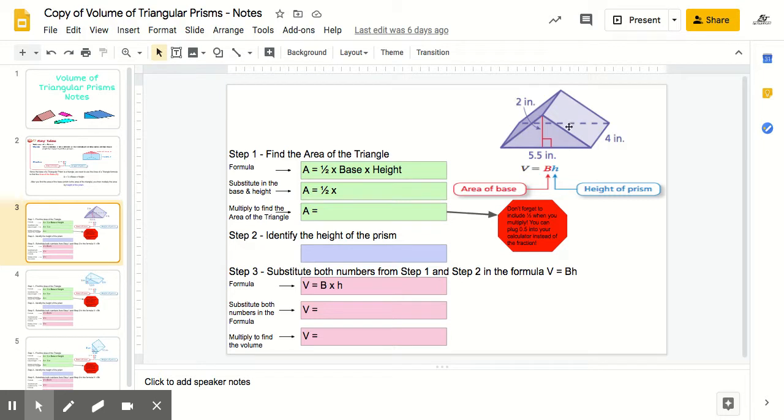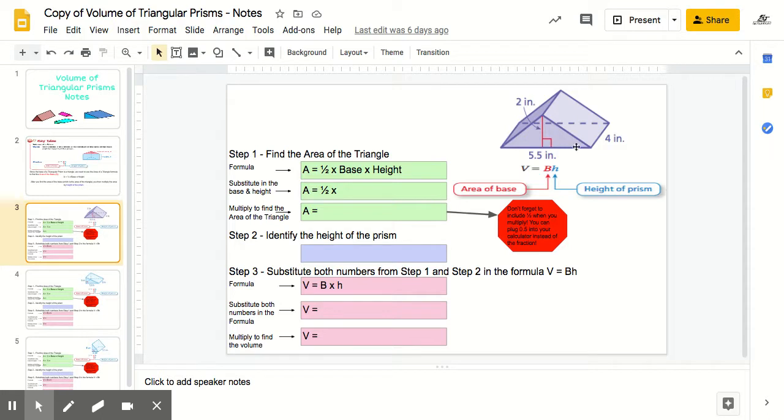So here's my triangular prism. The base of this triangular prism is right here. And if you notice, it's a triangle. So what I first have to do is find the area of this triangle. Again, the area formula for a triangle is area equals 1/2 times the base times the height. Okay, so we first need to identify what's our base of the triangle and what's our height of the triangle.